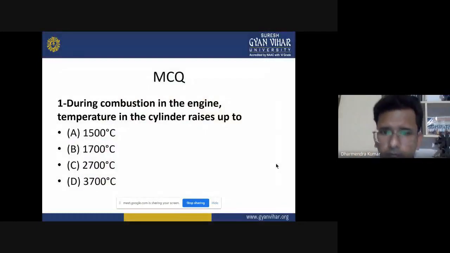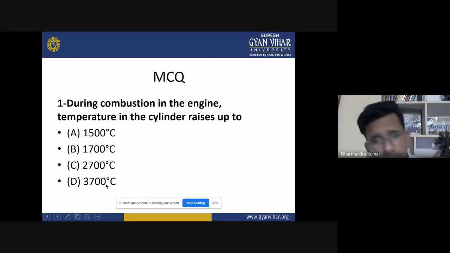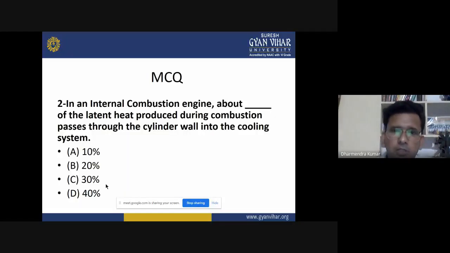First one is: during combustion in the engine, temperature in the cylinder rises up to... We have discussed in the second or third slide, the temperature rises from approx 4,000 degrees Celsius. Then the answer is the fourth one, approx. If 4,000 is not given in the option, then it may be considerable up to 3,700 degrees Celsius.